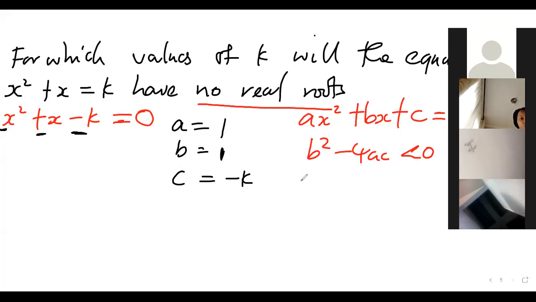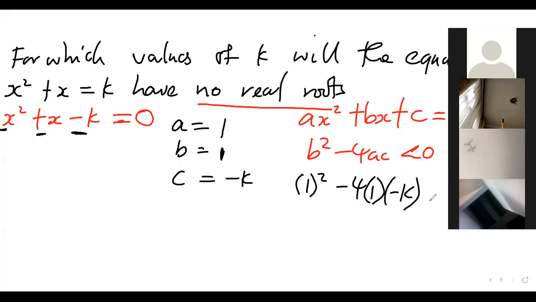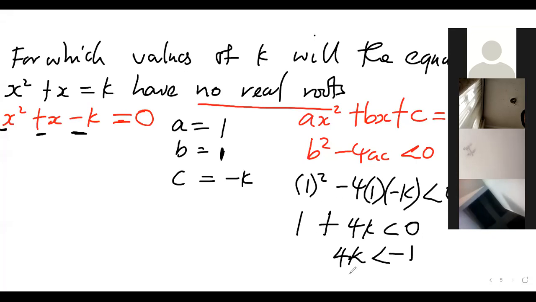b squared minus 4ac: I'm saying 1 squared minus 4, what is a? 1. What is c? Minus k. Less than 0. So 1 minus minus plus, so 1 plus 4k less than 0. Transpose, because it says what values of k. So 4k is less than negative 1, which means k is less than negative 1 over 4.